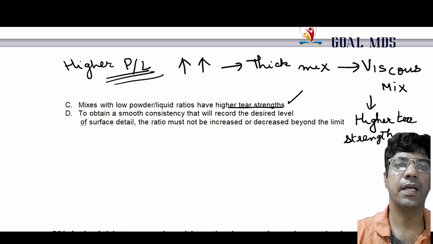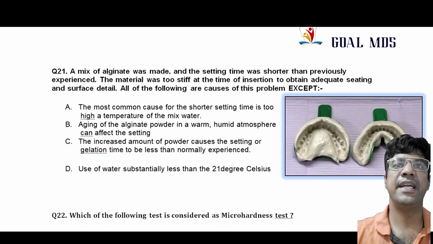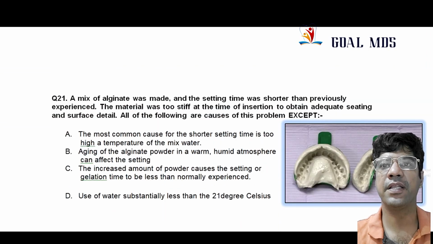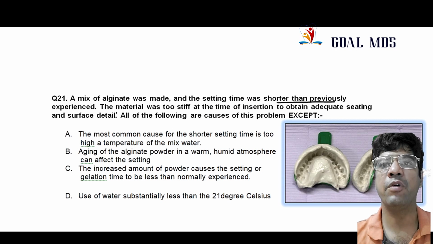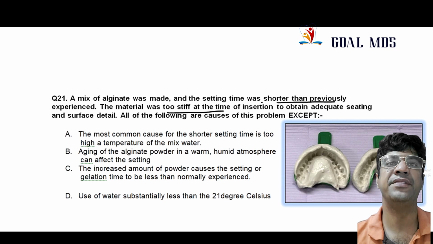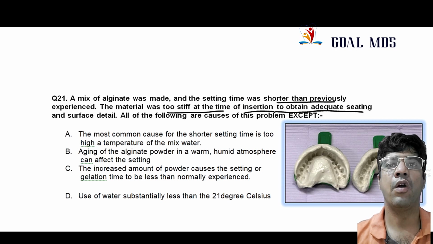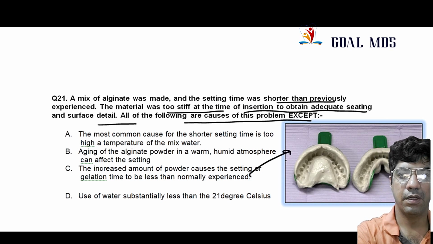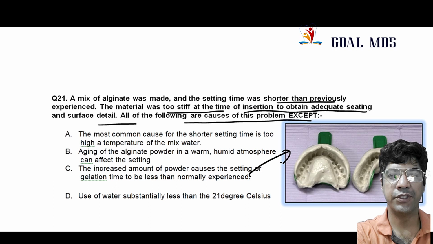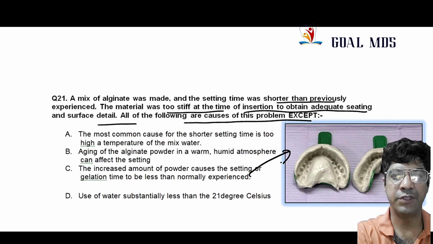Moving to the next question. A mix of alginate was made and setting time was shorter than previously experienced. The material was too stiff at the time of insertion to obtain adequate setting and surface detail. All of the following are causes of this problem except. So the most common cause for the shortened setting time is too high a temperature of the mixing water.